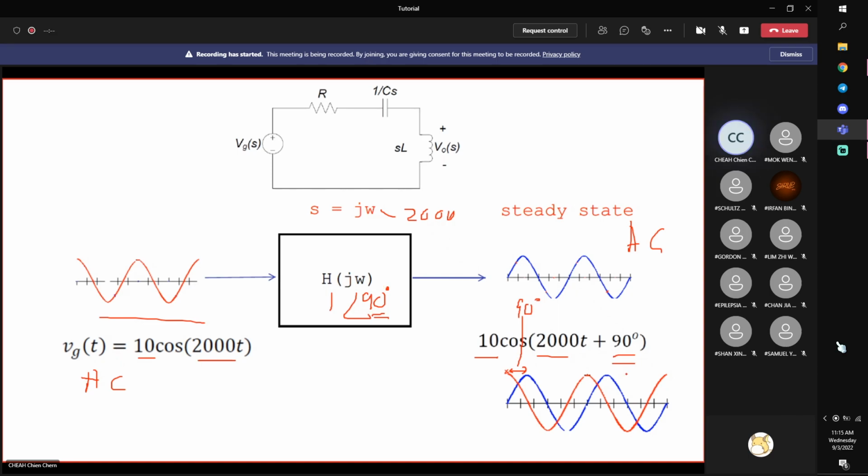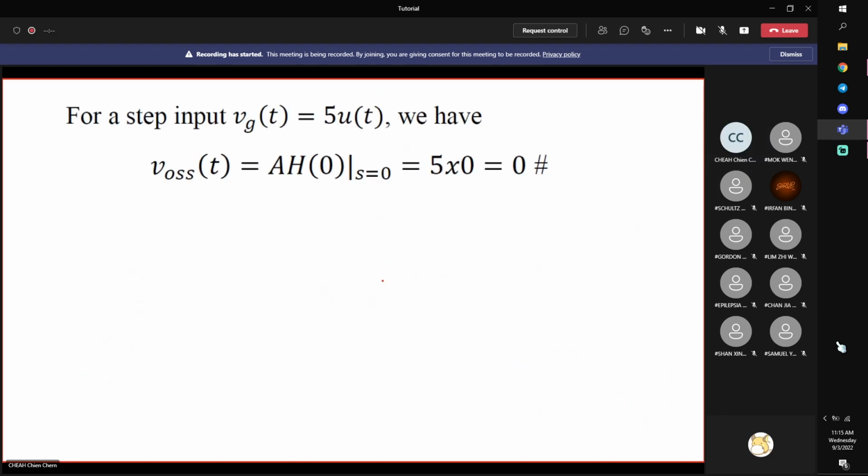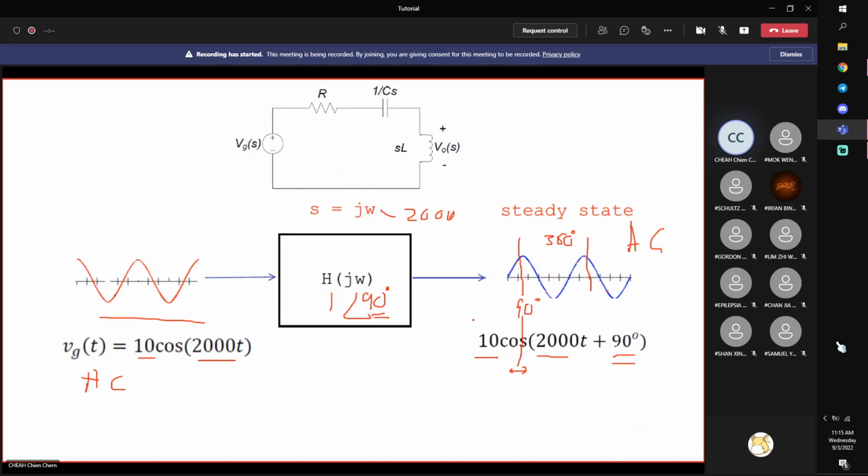Right? In this case, 90 degree, what does it mean? One period is 360 degree. 1/4, right? It's shifted by 1/4 of the period. So therefore, it's 90 degree. Okay, that means that we can predict the output at steady state, right? Take note, only steady state.